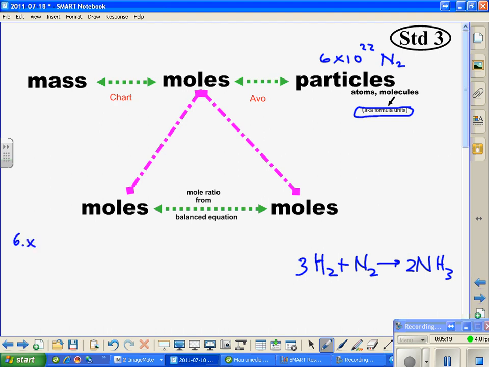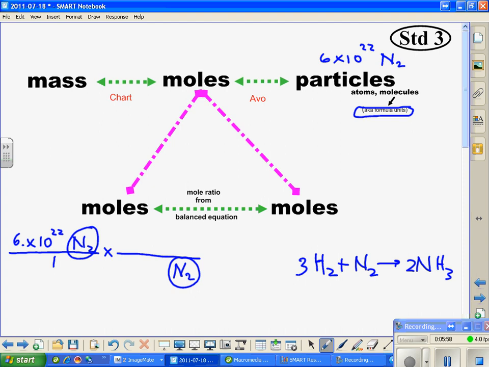6 times 10 to the 22, and this is what? N2s over 1. Okay, and that's N2 molecules. And what has to be down here? No. N2 molecules. All right. Now, how am I gonna make this happen? What's Avo gonna do to help? Okay. How many molecules in a mole?